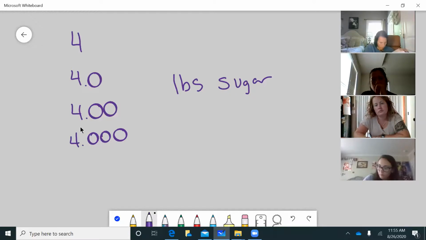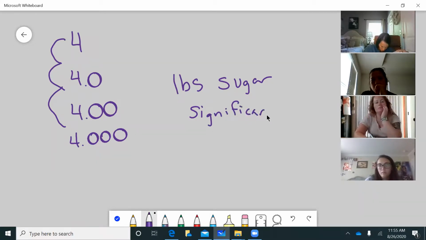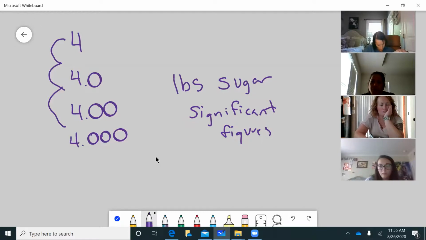This is telling us that we have 4.00, so we're to the 100th place. And then this bottom one is like, oh man, we don't have exactly 4 pounds, but we've got really close to 4 pounds. We've got 4.000 to the 1000th place. So each of these numbers is a little bit more precise than the number before it. Precision is something that we represent using significant figures. Significant figures tell us how precise something is, okay?